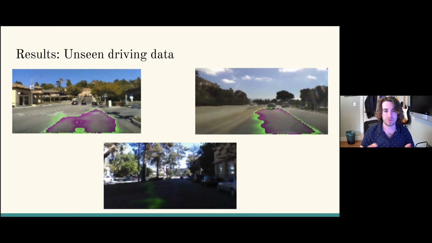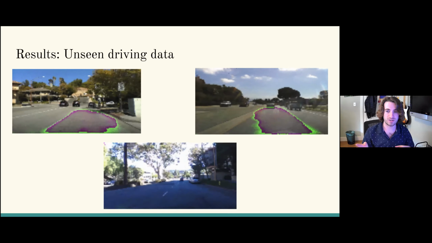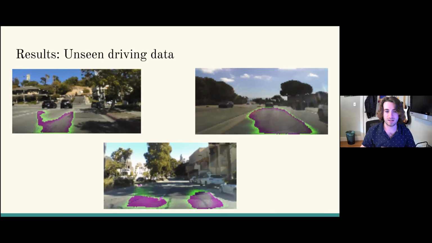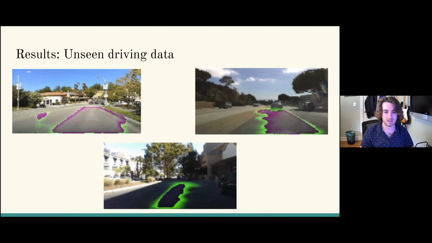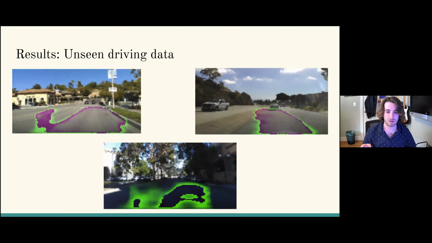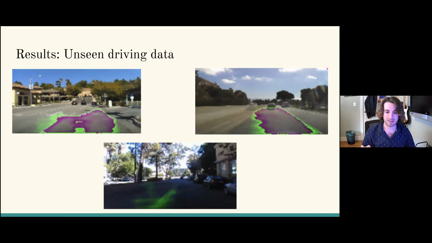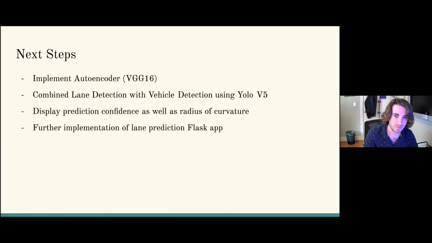So you can see it does a relatively good job when there's nothing in front of the car and it's a very light image. However, on the bottom screen you can see a darker image. The model tends to struggle with pinpointing exactly where the lane is.